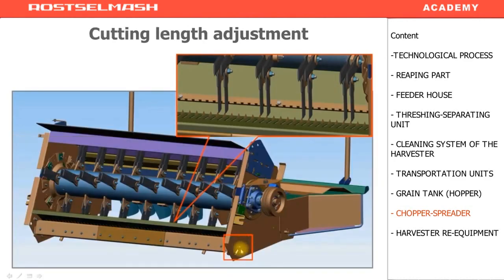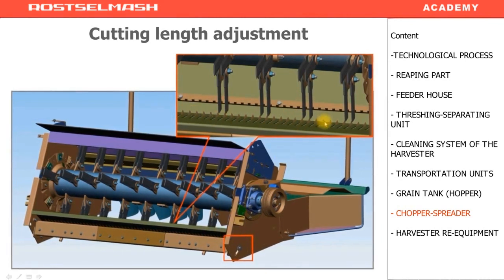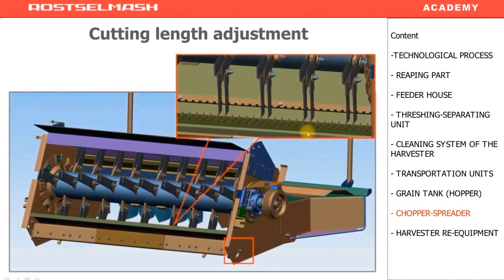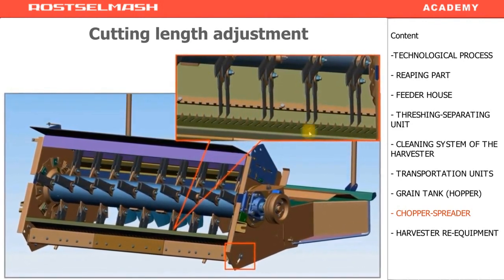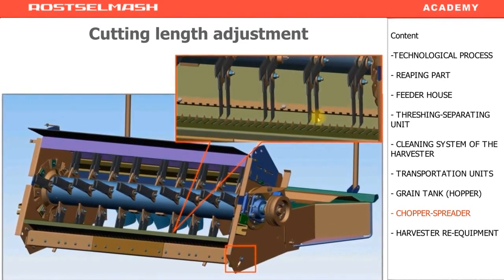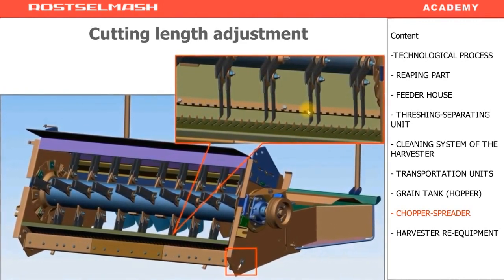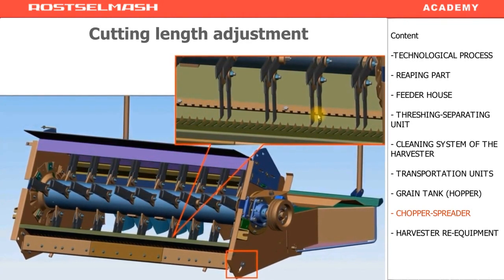There is also a cutting length adjustment. Based on the conditions, you decide which cutting length is necessary. To change the cutting length, you move the shear bar and its other components. You move the shear bar deeper into the chopping zone or away from it. The more we move it towards the chopping knives, the shorter you make the cutting length. The further you move it away, the longer is the cutting length.